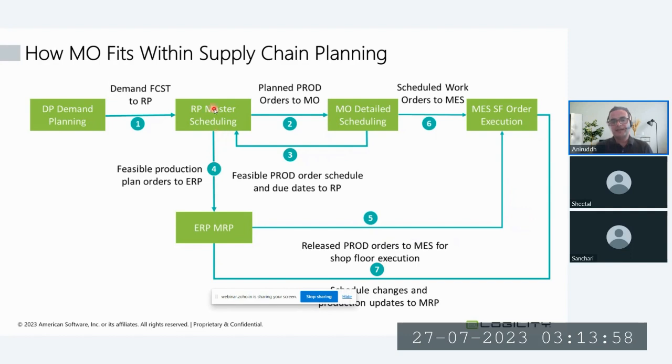From replenishment planning, you push out the feasible production plan orders into your ERP system. The ERP module has an MRP within itself and also may have, in some cases, a production planning module within itself. That module will then create the production orders and release them to what you call a manufacturing execution system on the shop floor for execution. Once the orders are released on the shop floor for execution, there would be an exchange of the scheduled work orders between the manufacturing optimization and the manufacturing execution system.